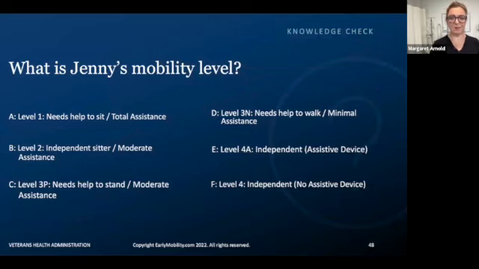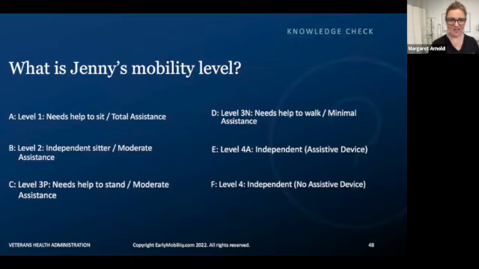What is Jenny's mobility level? A, level 1, needs help to sit. B, level 2, independent sitter. Level 3P, needs help to stand. Level 3N, needs help to walk. Level 4A, independent. Level 4, independent without a device.